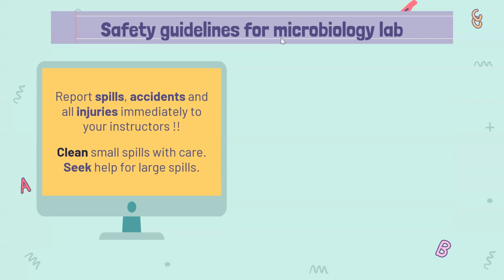And here are some safety guidelines for when you have an accident by spilling, whether it's a minor or major spill. If you make a minor spill, please report spills, accidents, and any injuries immediately to your instructor, and then clean small spills with care. Whenever you make a large spill, please seek help.